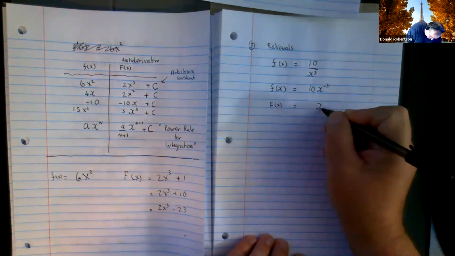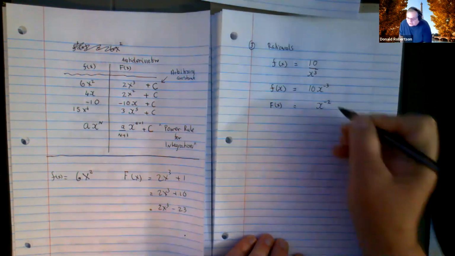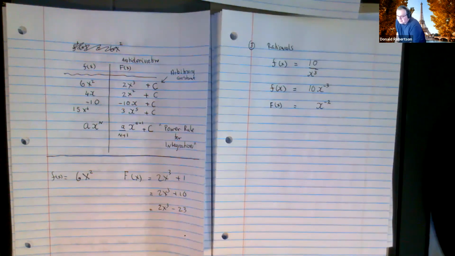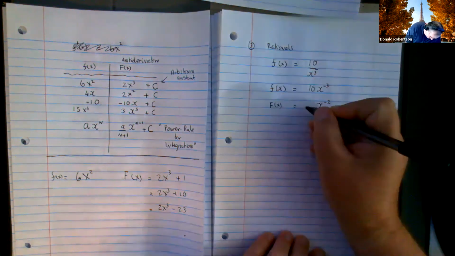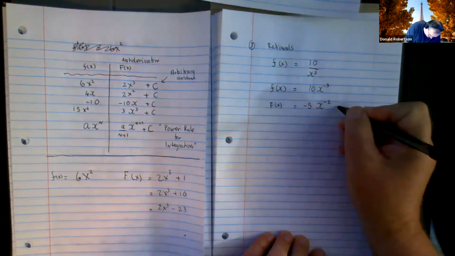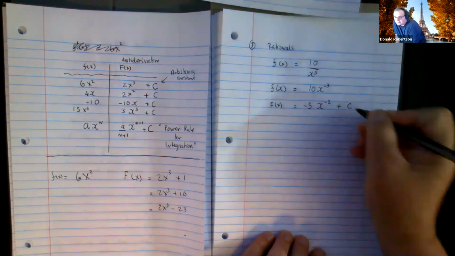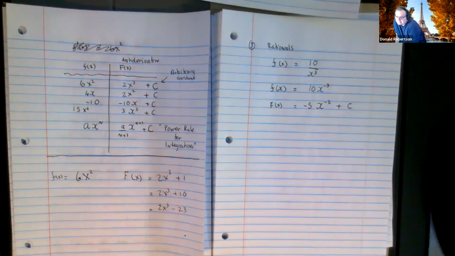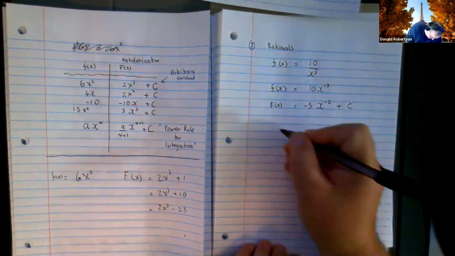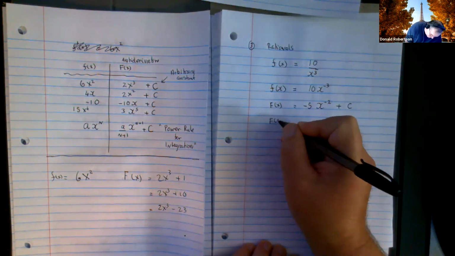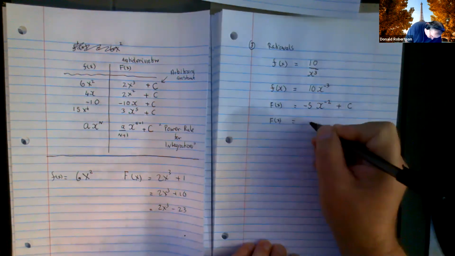Add 1 to the power. Yes, it is -2, because I have been known to do -4 when I'm not being careful, right? Add 1 to the power is -2. And divide by that new power. And then don't forget your C. And style points: make it look like the original.